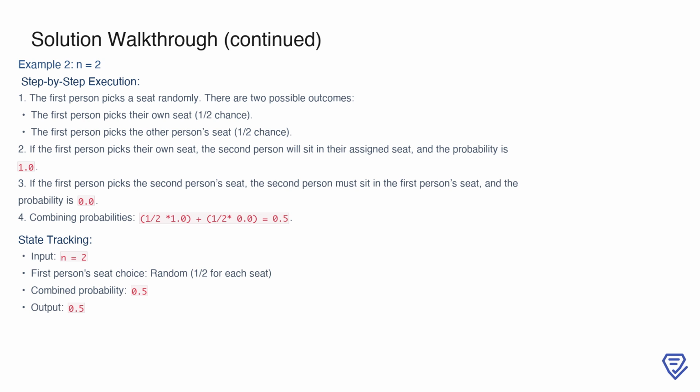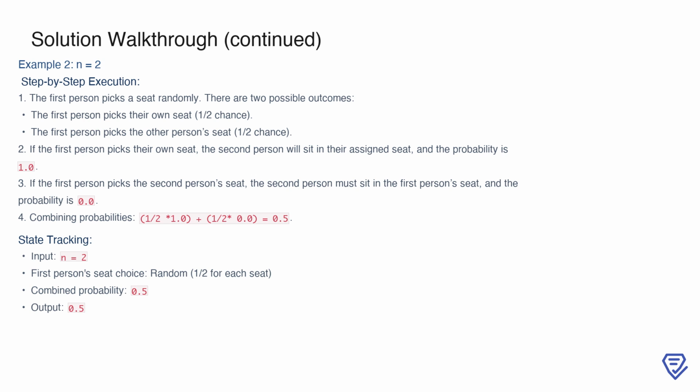The first person picks a seat at random, and there are two possible outcomes. If the first person picks their own seat, which occurs with a probability of 1/2, the second person will naturally sit in their assigned seat, resulting in a probability of 1.0 for this scenario. On the other hand, if the first person picks the second person's seat, again with a probability of 1/2, the second person is forced to sit in the first person's seat, which means the probability here is 0.0. Combining these two outcomes, the overall probability is calculated as 1/2 times 1.0 plus 1/2 times 0.0, which equals 0.5.